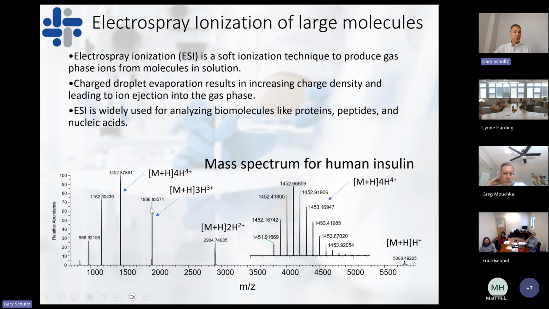But this is a common thing that happens for large molecules. It's a great benefit because it drops these mass to charges within a reasonable range for the mass spectrometer to handle. So it's nothing too remarkable.